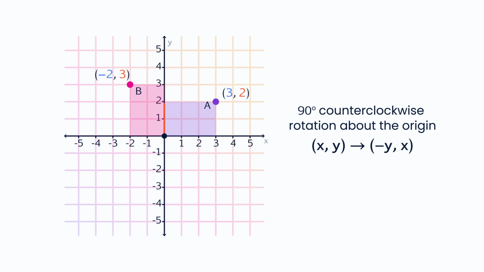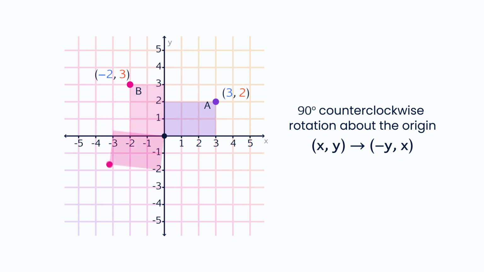Likewise, the vertical side of the original rectangle runs along the positive y-axis and gives the y-coordinate of the original point A. This side becomes the horizontal side running along the negative x-axis in the rotated rectangle. It gives the x-coordinate of the rotated point B. You've checked the rule for a 90 degrees counterclockwise rotation about the origin from the first to the second quadrant.